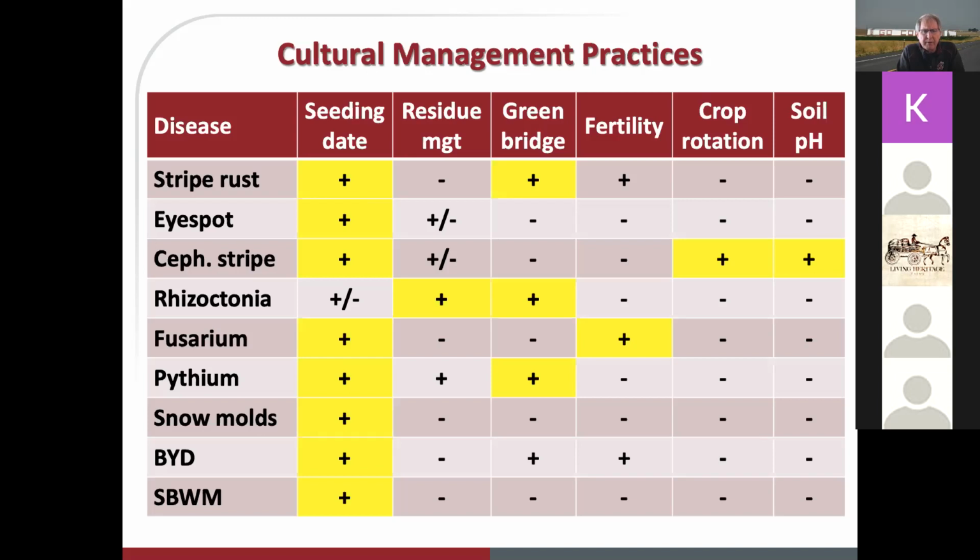In general, with Fusarium, because it tends to be more severe in the lower rainfall areas, we really recommend fertilizing for yield potential, not over-fertilizing with nitrogen fertilizer. That tends to lead to larger plants that suffer more from the disease than those that are fertilized more targeted for the rainfall. Crop rotation, I mentioned earlier, and soil pH management really focus on Cephalosporium stripe.